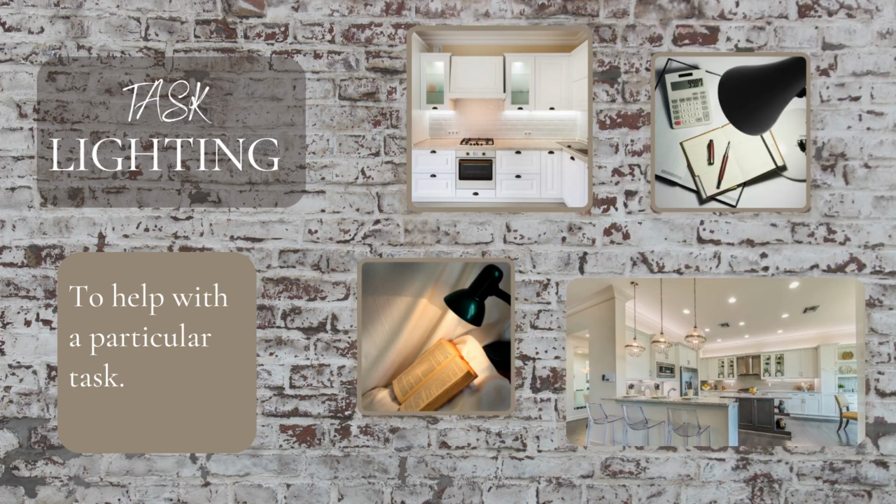Task lighting is specifically designed to help with a particular task such as reading, cooking, or working on a project. Examples include desk lamps, under cabinet lighting in the kitchen, or reading lamps in the bedroom.